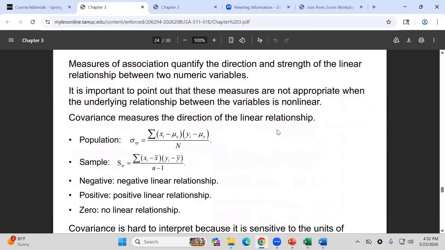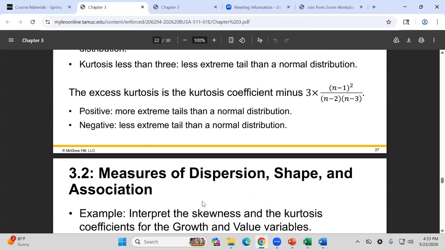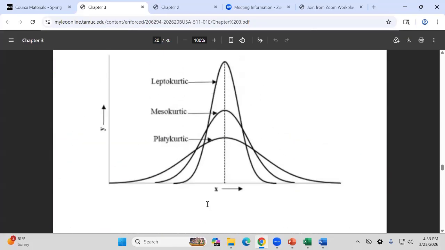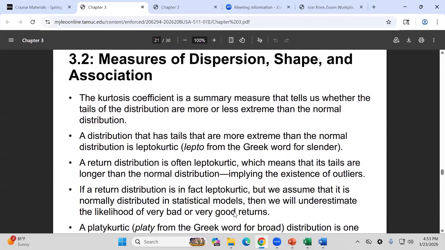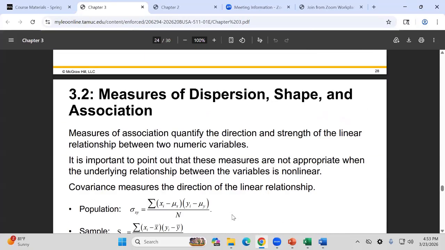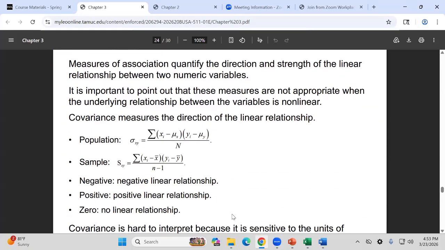Next, I want to talk about covariance and correlation. We just talked about the centrality and dispersion of one data set, right? Just one data set. But what if you want to measure the changes between two data sets? What factors should we use? We use covariance or correlation. Correlation is more frequently used than covariance.